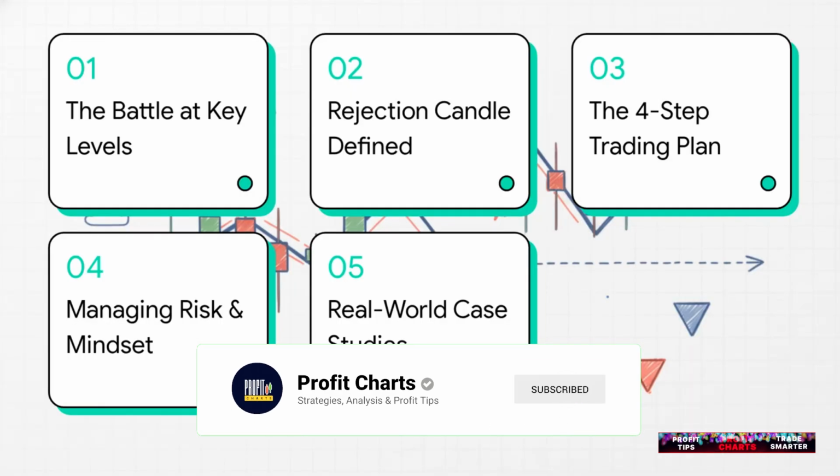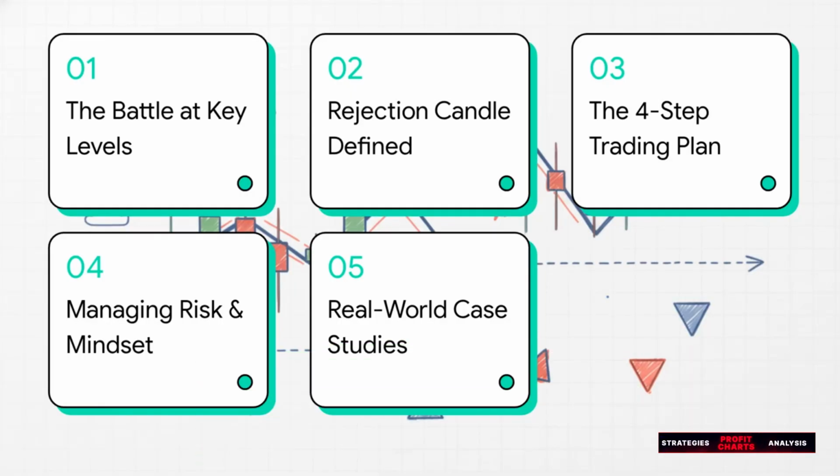So how do we cut through that noise? Well, that's what we're here to figure out. First, we'll look at the actual battlefield, those key levels. Then we'll define exactly what a rejection candle is and what story it's telling us. After that, we'll get tactical with a 4-step trading plan. Of course, we have to talk about risk and mindset, the guardrails that keep you in the game. And finally, we'll wrap it up by looking at some real-world examples to see how this all works in practice.